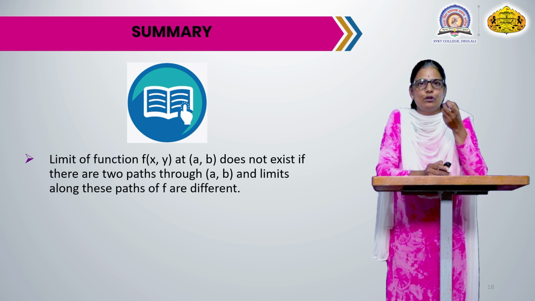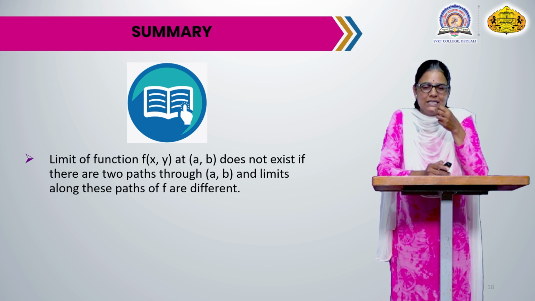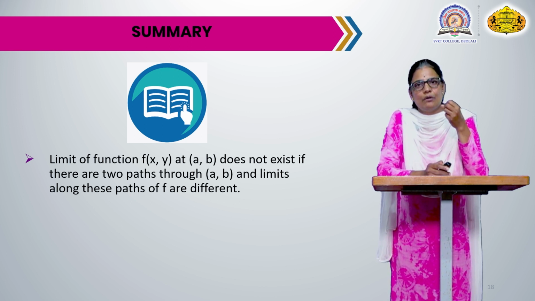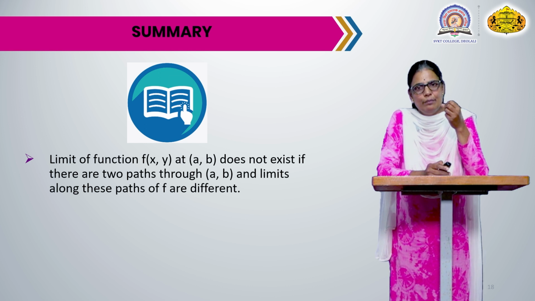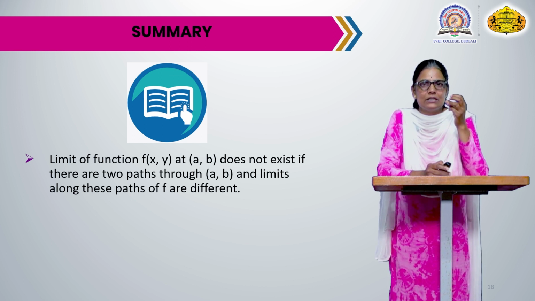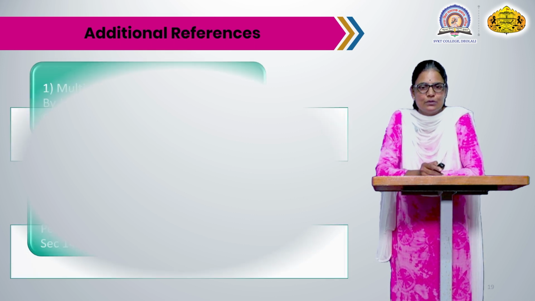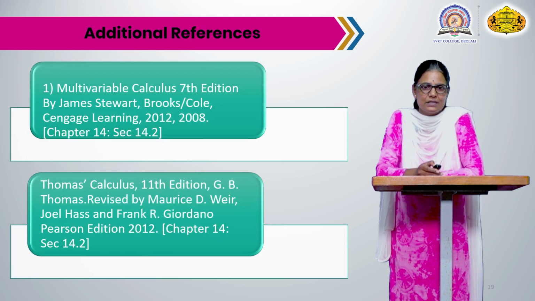But if we want to show that the limit does not exist, find two paths as (x,y) approaches that point, say (a,b), such that the limit of the given function along these two different paths has different values. In that case we say that the limit does not exist. So these are some additional references for you.